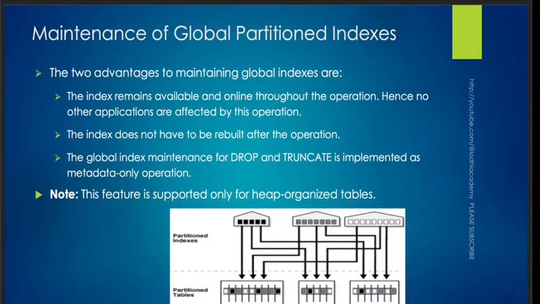The two advantages to maintaining global indexes are: the index remains available and online throughout the operation, hence no other applications are affected by this operation, and the index doesn't have to be rebuilt after the operation. The global index maintenance for drop and truncate is implemented as metadata only operations.